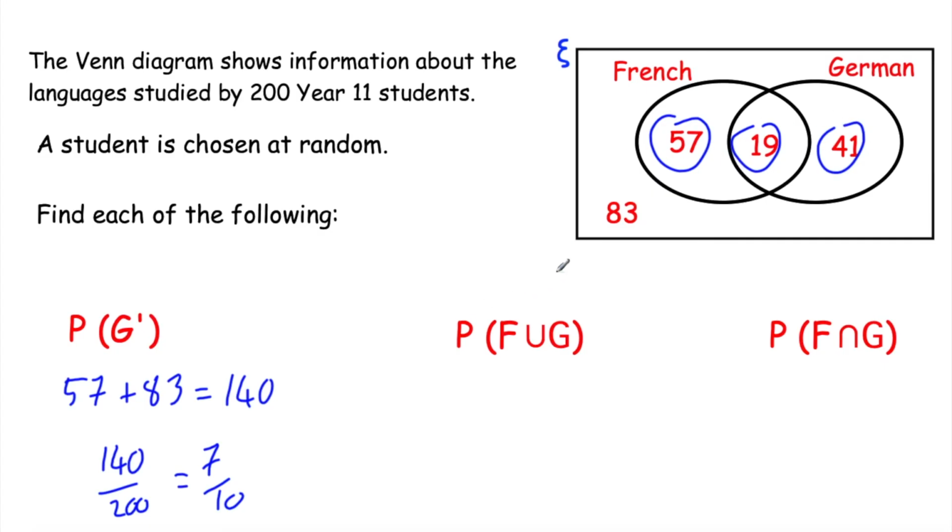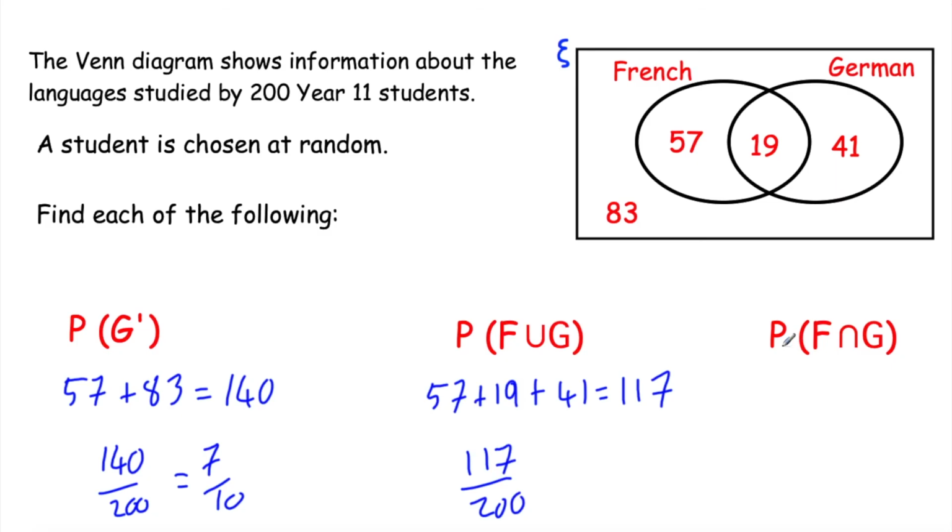So if we add those up, we'll find how many students study French or German. So 57 plus 19 plus 41, and that's equal to 117. So there's 117 students that study French or German or both, and altogether there's 200 students. So if we were to pick one at random, the probability of that student studying French or German will be 117 out of 200. And that's it. So the probability of F union G would be equal to 117 out of 200. And that's it.